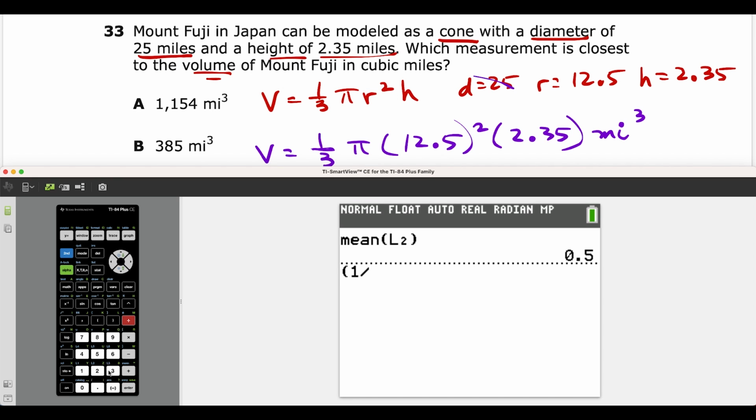We've got 1/3. And now we're going to tack on the pi. So we have second, we press this up arrow here. And now we're going to go to 12.5. And this is being squared and then multiplied by 2.35. So we type all this in, and here's our solution.